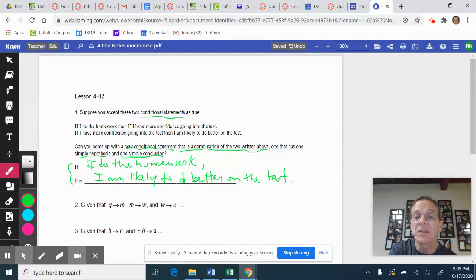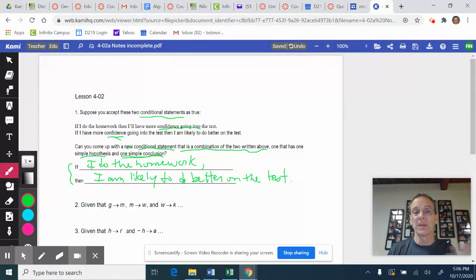What is quite obviously missing from this conditional statement that was present as part of both of the original conditional statements? Something's obviously missing, right? What is it? It's the part about the confidence. Okay? That was the conclusion of one conditional statement. It was the hypothesis of the next conditional statement. And in this new conditional statement, it seems to have disappeared, dropped out completely.